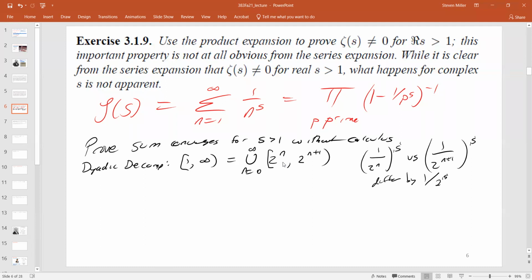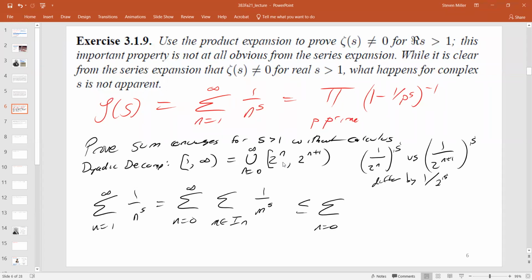So if I want to look at the sum, n goes from 1 to infinity of 1 over n to the s, this is the same as the sum, n goes from 0 to infinity, of the sum over m in the interval of 1 over m to the s. And then this would be less than or equal to the sum, n goes from 0 to infinity. Let's just use the largest value in the whole interval. The largest value is if we take the left endpoint every single time. How many terms do we have in the interval?